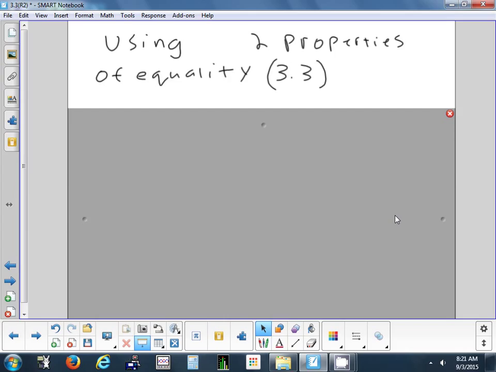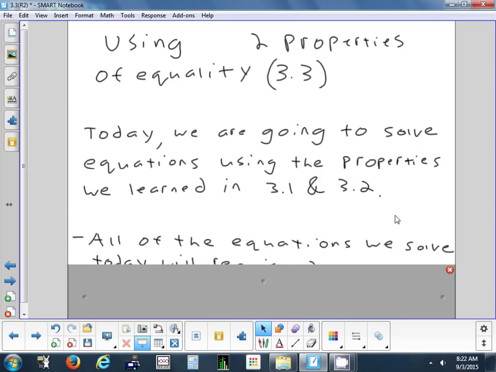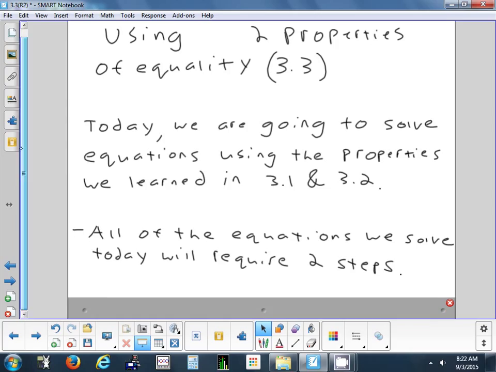steps. Right? So as Mr. Roy said, you get a little two-step going on here. Two steps. All right, so same properties you already know from sections 3.1 and 3.2. Nothing new, just kind of combining both sections into the same lesson. All the equations you solve today, you're all going to have to use 2 steps.